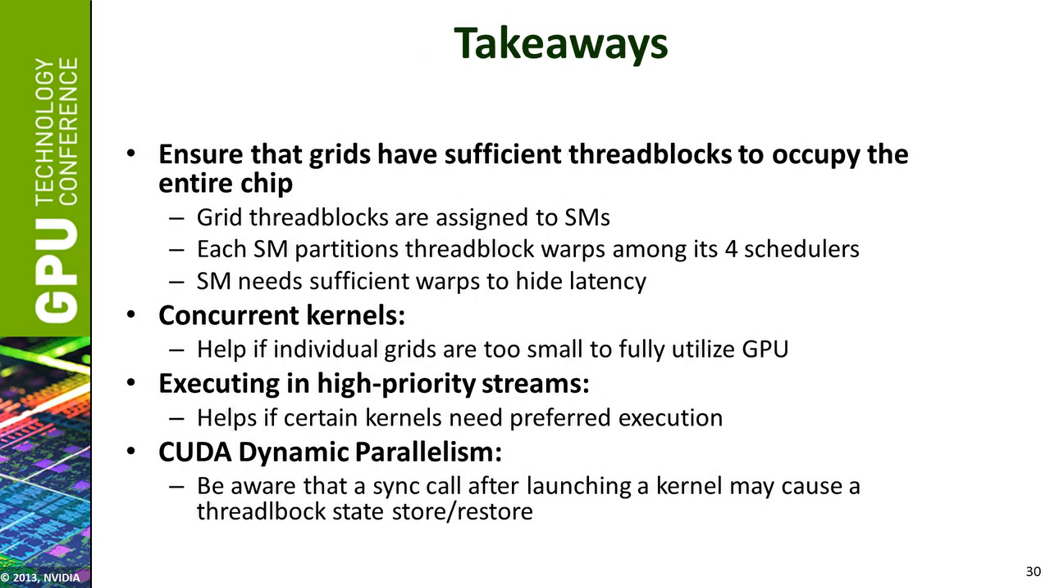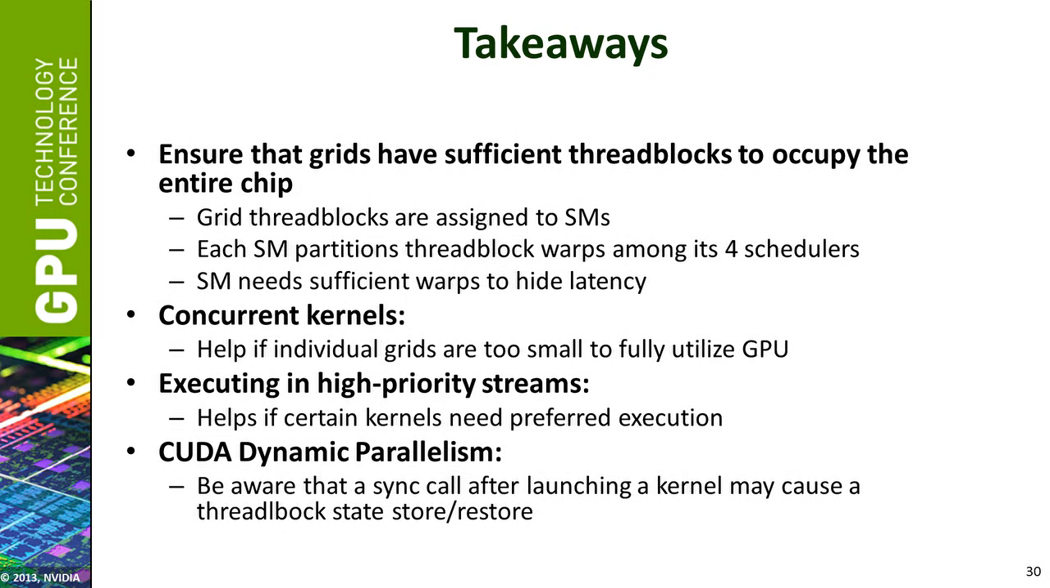Okay, so the takeaway here is that when you launch a grid of thread blocks, they'll get partitioned across the SMs. Now, to keep an SM busy, we saw that you need a certain number of warps, a certain number of thread blocks running on that SM simultaneously. So if you have a chip with many SMs, you need that many more warps and thread blocks launched to occupy the entire chip, not just a single SM.